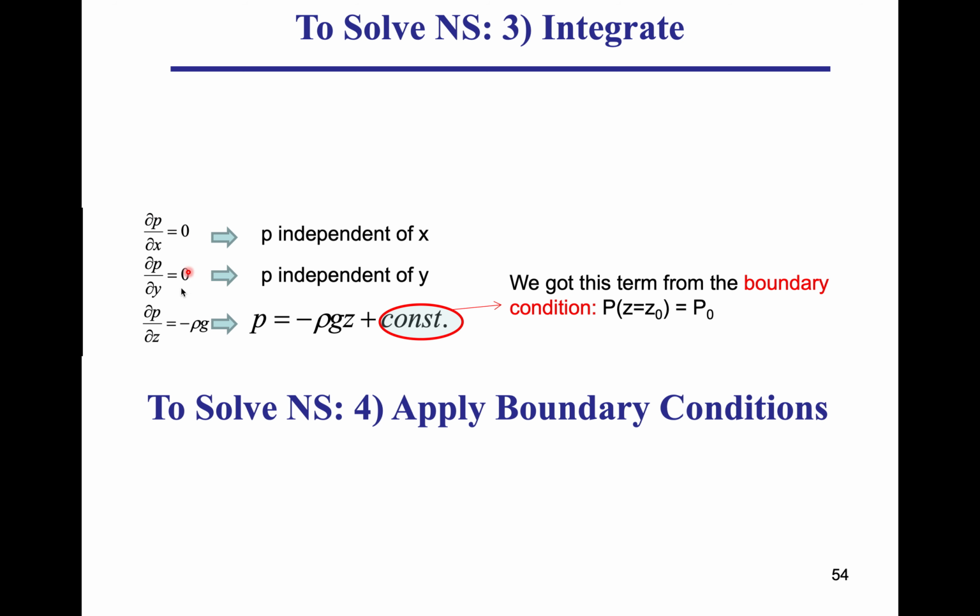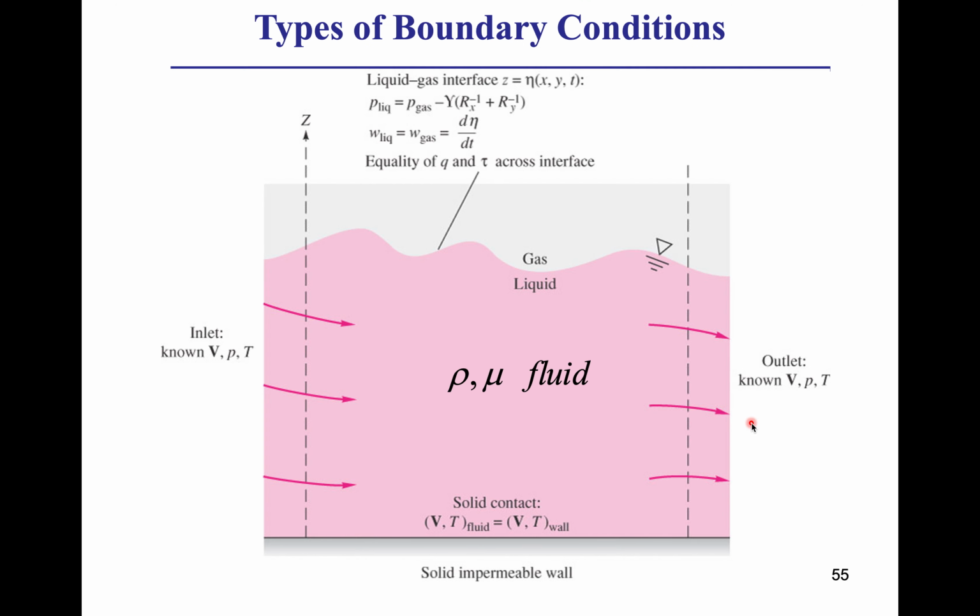The x and y components of the pressure don't give me much, but the z component I can integrate. These tell me that the pressure is independent of x and y, while the z component tells me that the pressure varies linearly with z. And then I got a constant of integration from the integration. So now I have to apply my boundary conditions. So at the top of your cup or your glass of water that's sitting on your desk, the pressure would be atmospheric, where you know what the height of your cup is. And then that would give you your constant of integration once you have defined your coordinate system, your reference z. So you apply your boundary conditions and then you get your solution.